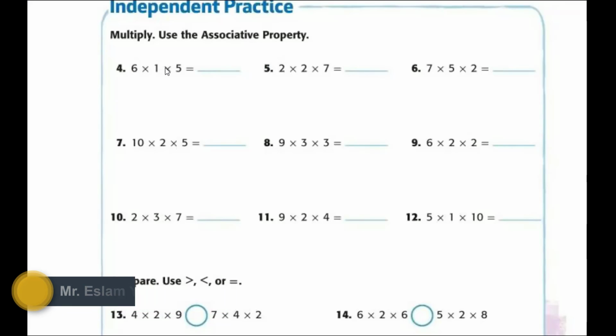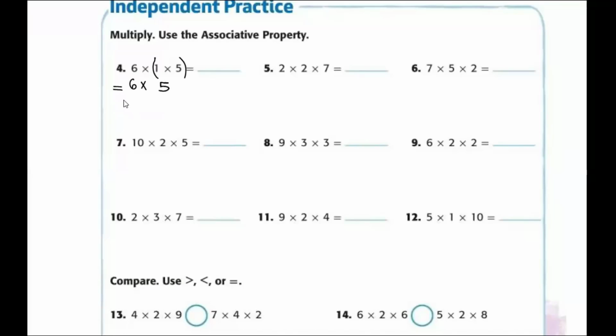6 multiplied by 1 and 5. At the first, put the numbers between the two brackets. Which two numbers should I choose? Always try to choose the two smallest numbers that you have and put them inside the bracket. So which ones? 1 and 5. So we put 1 and 5 inside the bracket. Write the number outside the bracket without any change, then multiply the two numbers together. Do the operation between the brackets. So it will be 5, then equals 30. Yes, thanks.